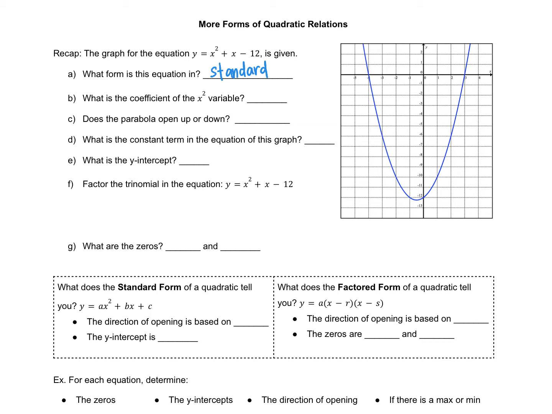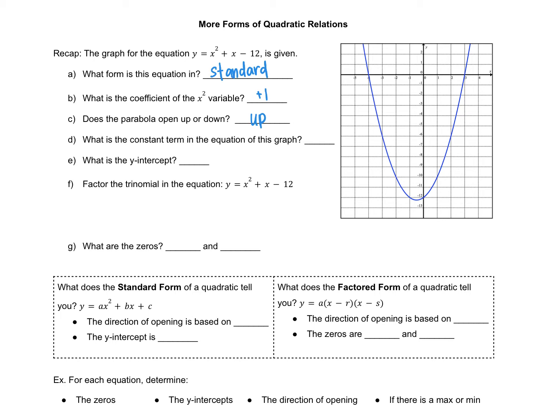What is the coefficient of x squared? Well, there's nothing in front of it, so that means it would just be a positive 1. And I'm writing the positive just because of the follow-up question, which is, does the parabola open up or down? Because that 1 is positive, it opens up, but we can also see that it opens up from the visual on the side.